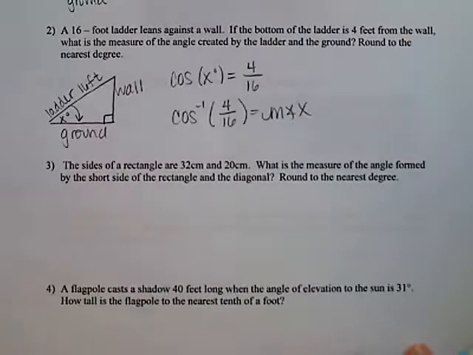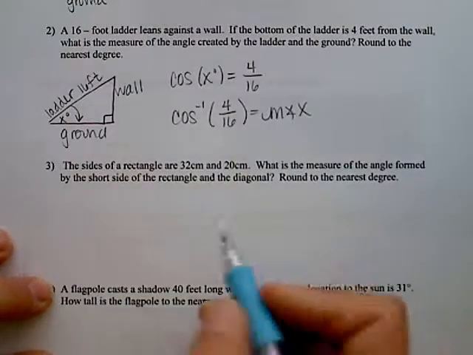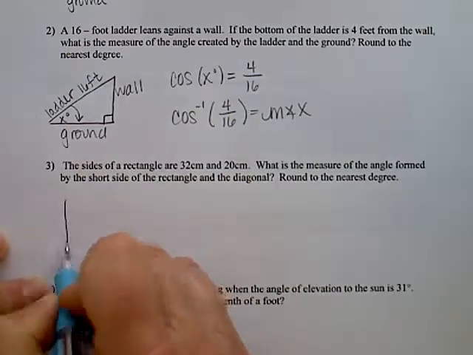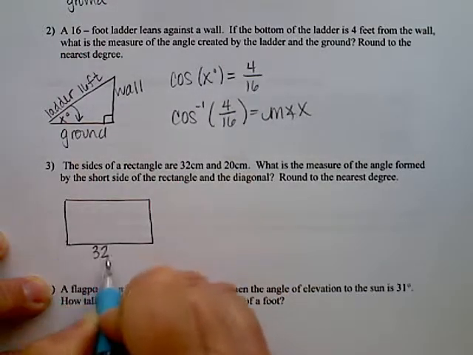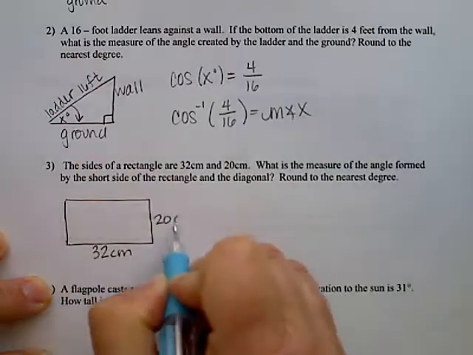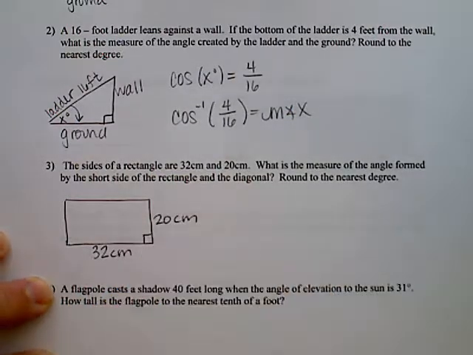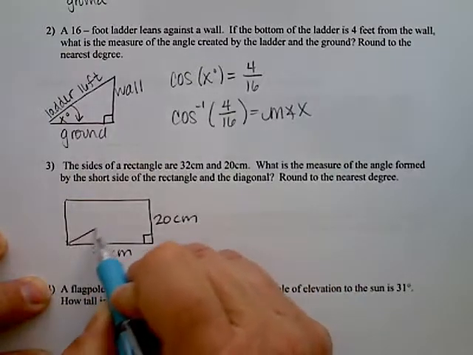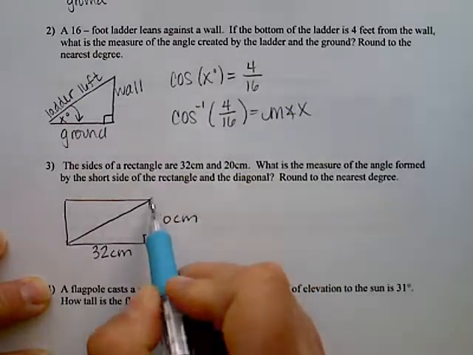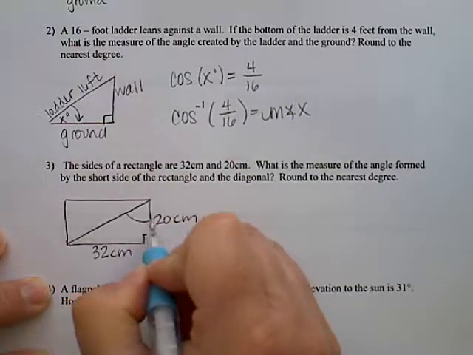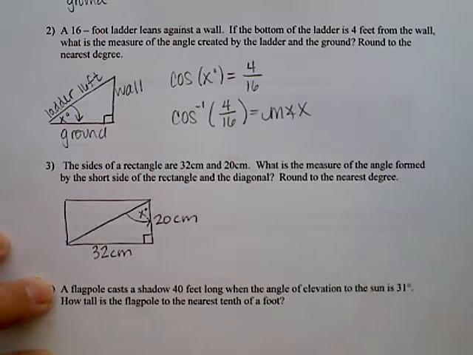In example number 3, it says the sides of a rectangle are 32 centimeters and 20 centimeters. So let's draw our picture. 32 centimeters and 20 centimeters. And we know that a rectangle has 4 right angles. What is the measure of the angle formed by the short side and the diagonal? So I have to draw in my diagonal here, and I want to find the angle measure created by the short side and the diagonal. So that's this angle right here. So let's call that x.